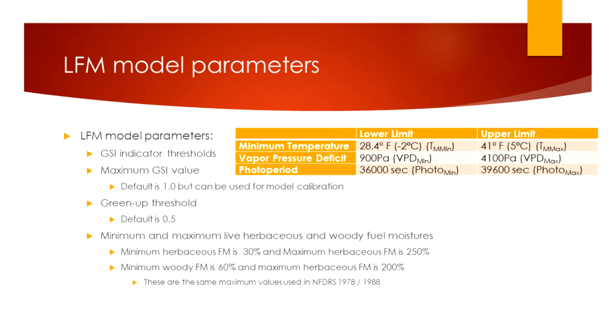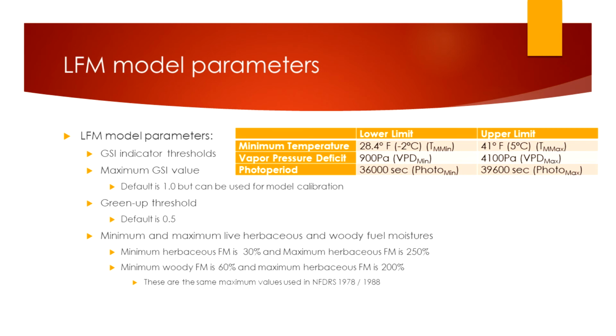3600 seconds is 10 hours of photo period per day, and then 3960 seconds is 11 hours. So basically these sets of parameters define the upper and lower limits for those indicator functions that are used to calculate GSI. And the default maximum GSI gets calculated from the historical data, and then the only thing we have to do to make this work is define a green up threshold.